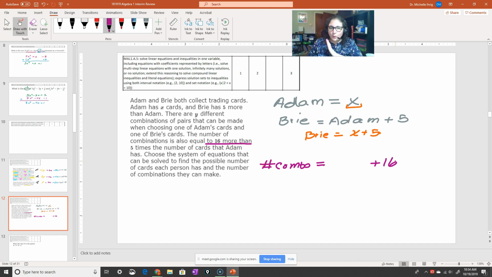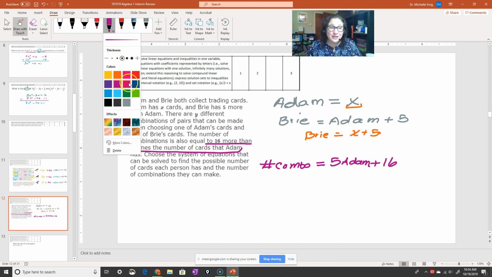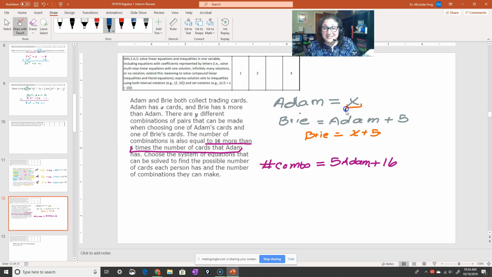So 16 more than 5 times Adam. So 5 Adam. But again, we know that Adam equals X. So here I'm going to put 5X plus 16. Okay? And so here, see how it says Y combinations? All that means is instead of writing the number of combinations, I'm just going to write Y.